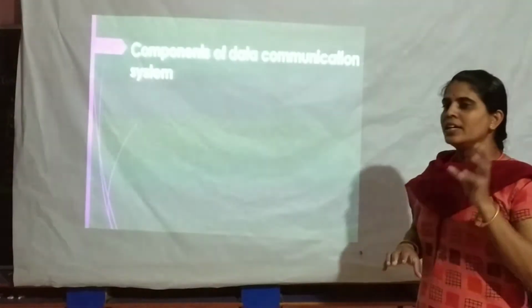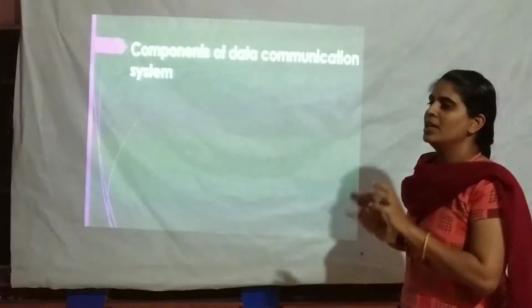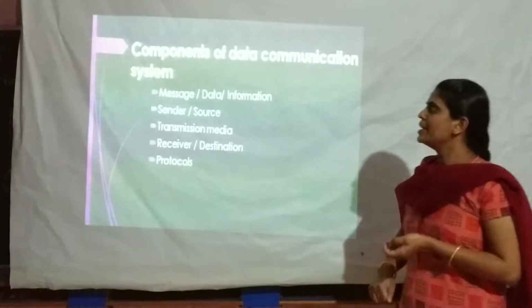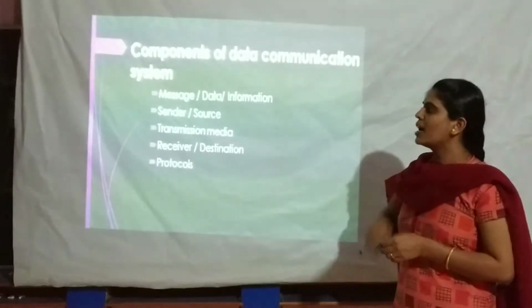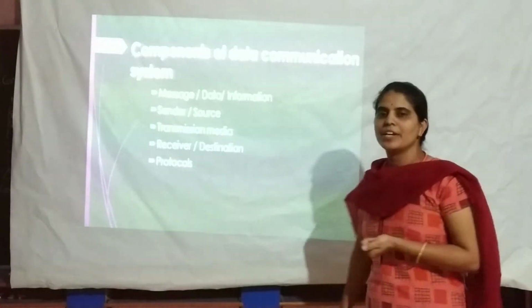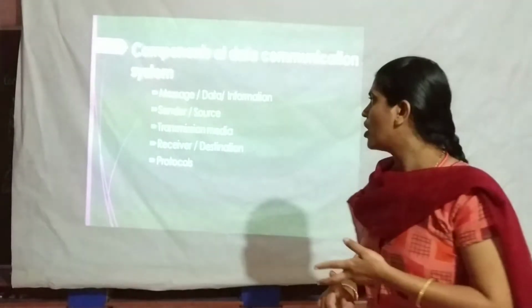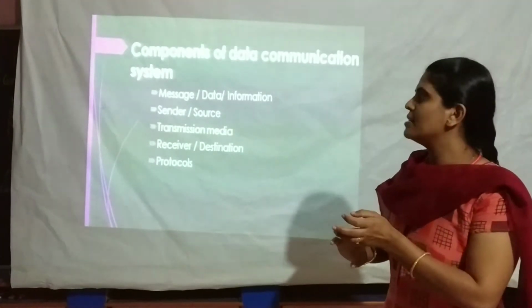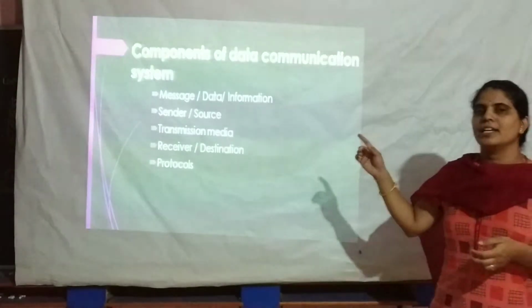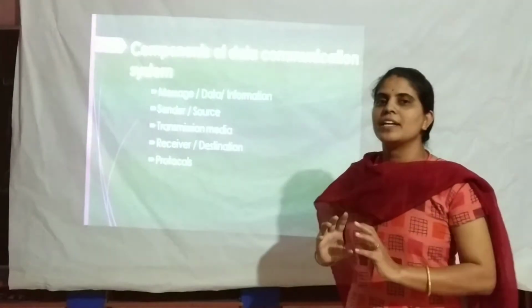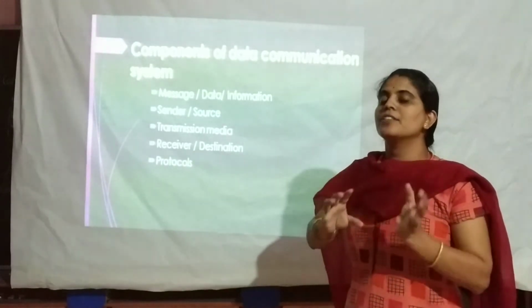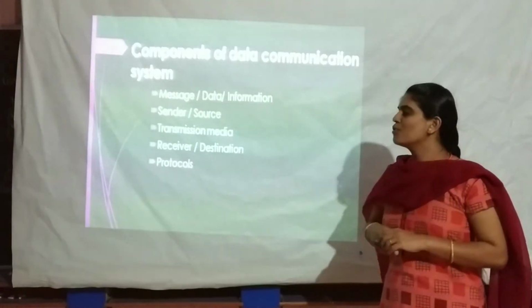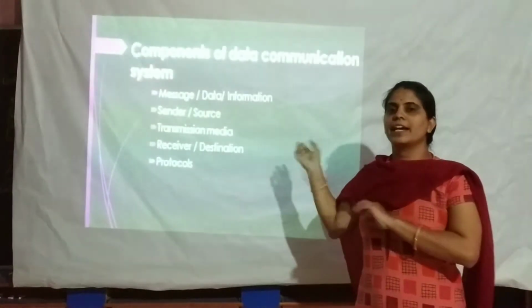Once we have data communication, there should be a system which includes some components. Let's see what are the different components of the data communication system. The first and foremost important thing is a message, or data, or you can call it information, that you want to exchange between the two computing devices. That is called a message. Second one is a sender. The sender is nothing but the computing device which creates the message for data communication. That is also called the source, because it is the source for creating the data.